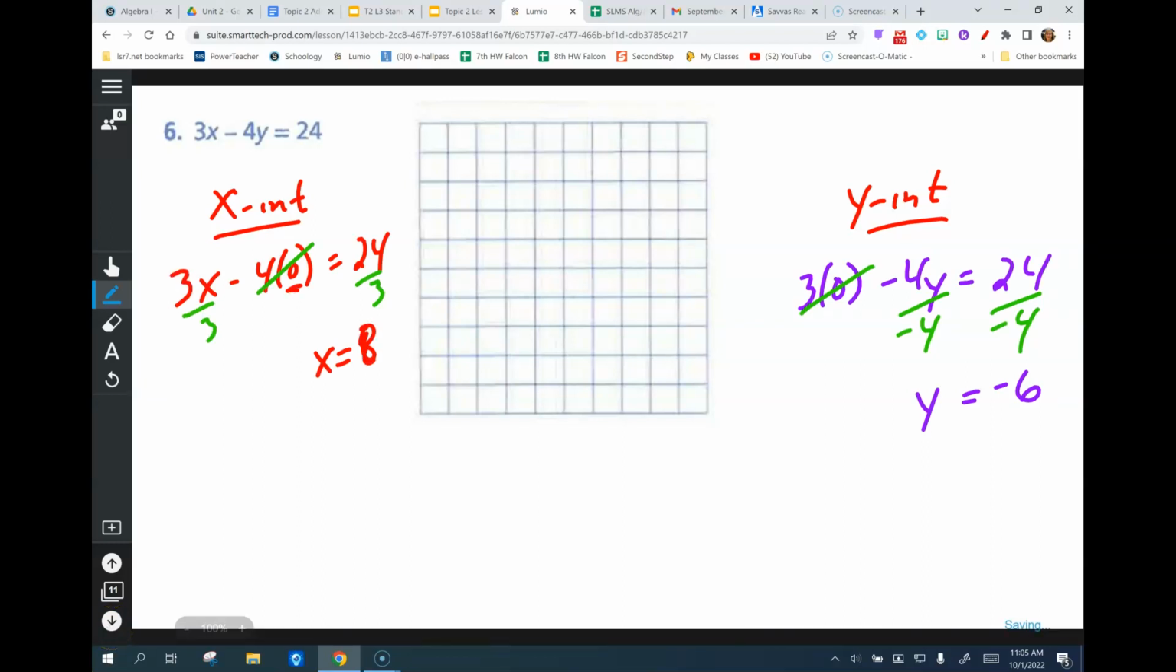out that x was equal to 8. And again, that's a point, so that's 8, 0. And on the y-intercept, you plugged 0 in for x, and you found out that y was equal to negative 6. So that is a point 0, negative 6. So we're going to plot these.